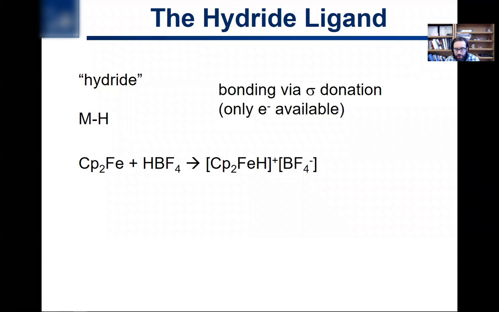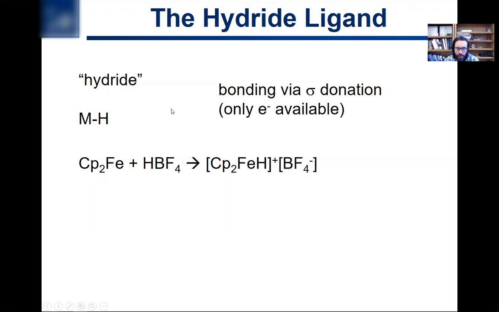All right, so in this video, we're going to see what hydrogen can do as a ligand. One thing it can do is make a so-called hydride, which is formally H minus, but can have a significant amount of positive character. It kind of depends on how the bonding is done.